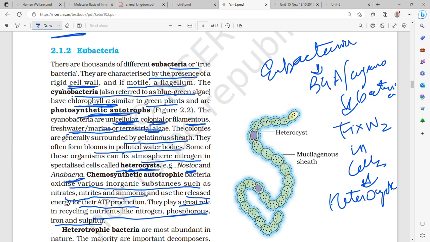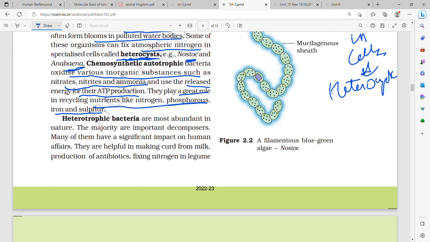Then chemotrophic bacteria, sorry, chemosynthetic or chemotrophic bacteria, chemoautotrophic bacteria, that is they oxidize various inorganic substances such as nitrates, nitrites, and ammonia and use the released energy for ATP production. They play a great role in recycling nutrients such as nitrogen, phosphorus, iron, and sulfur.